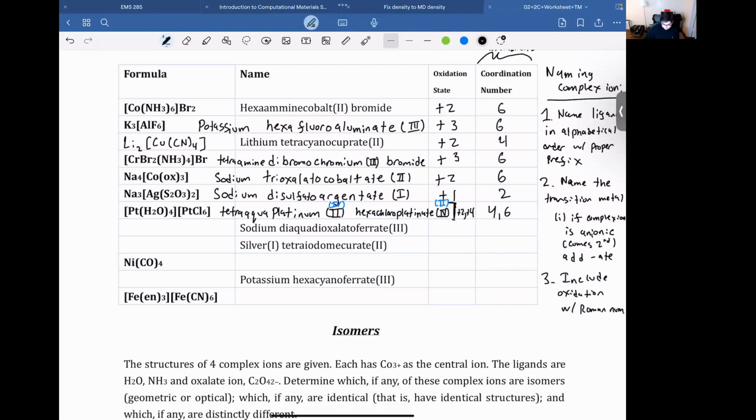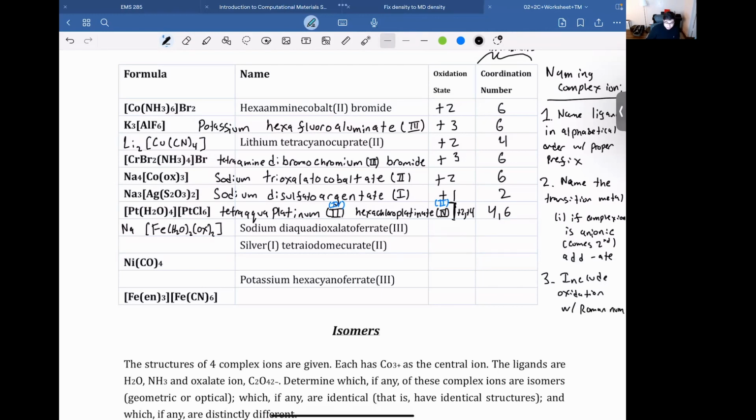Okay, great. Going on to the next one, we have sodium diaqua dioxalato ferrate. So we have sodium, I'll figure out how many I need later. I have iron. I have 2 waters. I have two oxalate groups, like so.